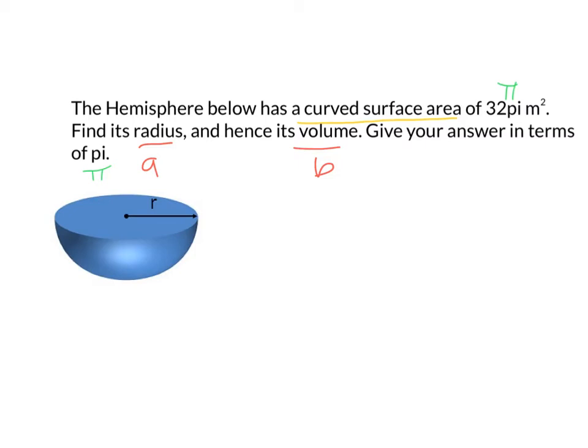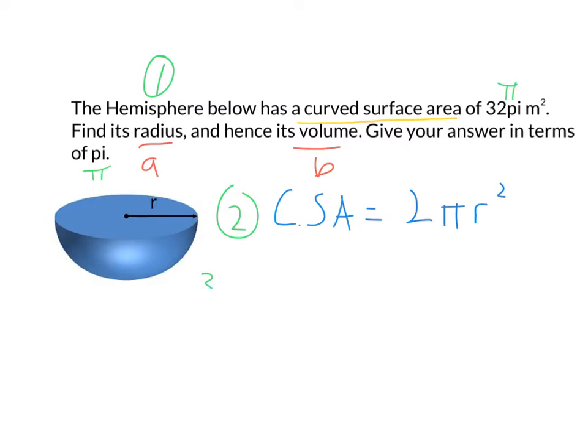So the first thing that we want to do is identify the shape. We're going to use the same four-step method we've always used before. So our shape here is a hemisphere. Step 2 then is to write down the correct formula that we think we're going to need. Straight off the bat, they give us the curved surface area and they ask us for the radius. So the formula that's going to have curved surface area and radius in there is the formula for the curved surface area. So our curved surface area is equal to 2 pi r squared.